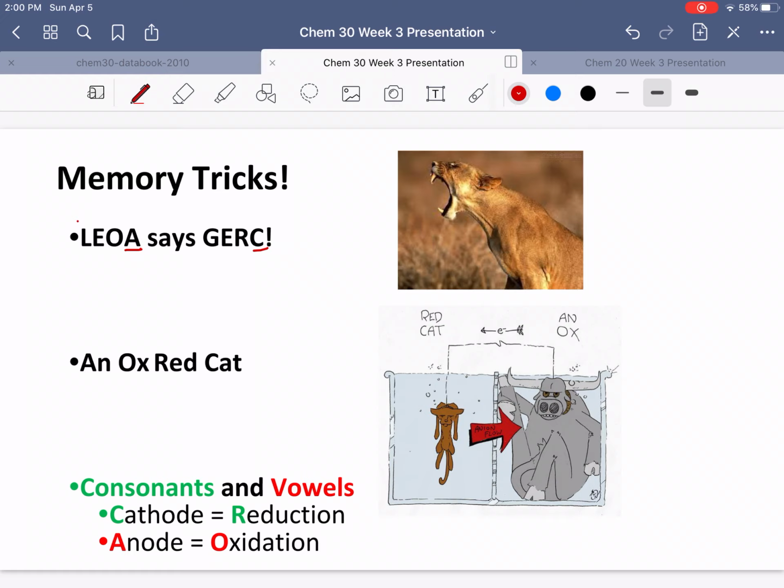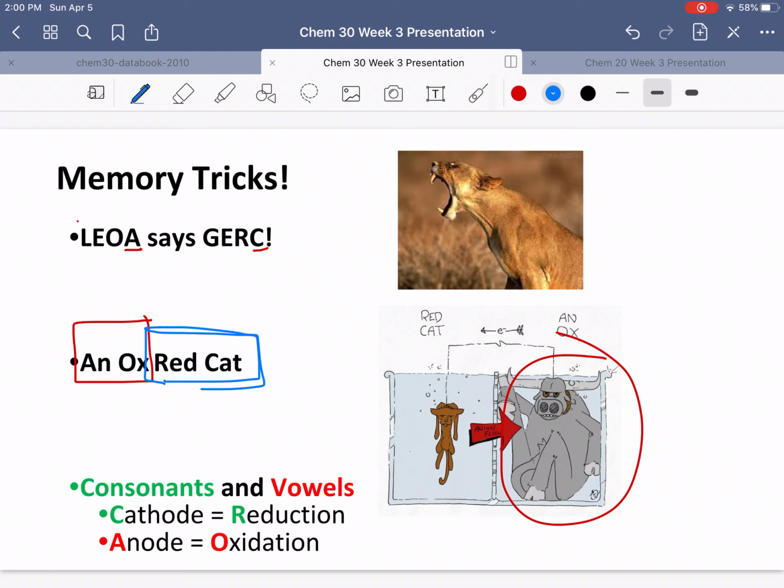Here's another one, if you like this one better. This one reads An Ox, and An Ox, which is right here, your An Ox. And An Ox means anode oxidation. Vice versa, the Red Cat would be reduction cathode. And here's your reddish cat. It's not perfectly red, but you get the idea. Again, simply a memory trick.